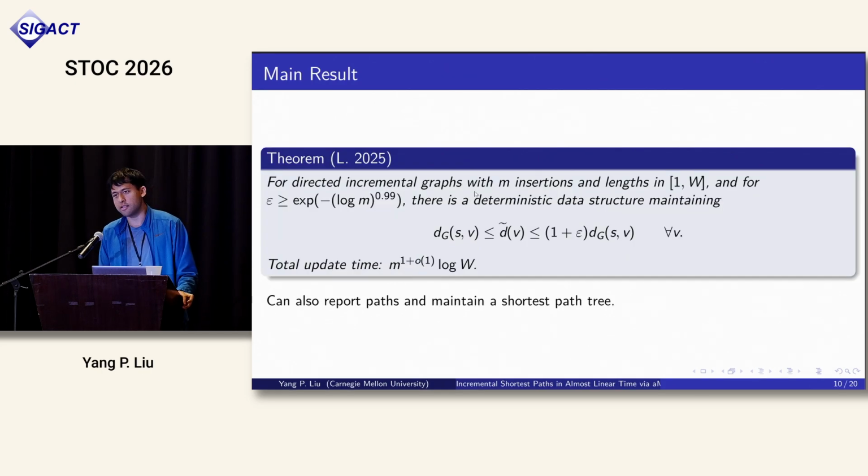Okay, so the main result is that in an incremental graph undergoing edge insertions, we're able to give an algorithm that runs in almost linear time and maintains an approximate shortest path for every single vertex, where the total runtime is m^(1+o(1)). And also the algorithm supports maintaining a shortest path tree and path reporting.